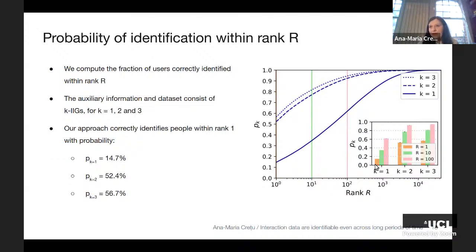And we also see that the probability of identification increases with the rank. So if we allow for a few mistakes, like we want to retrieve the correct candidate within the top 10 matches, then the probability increases by a significant margin.